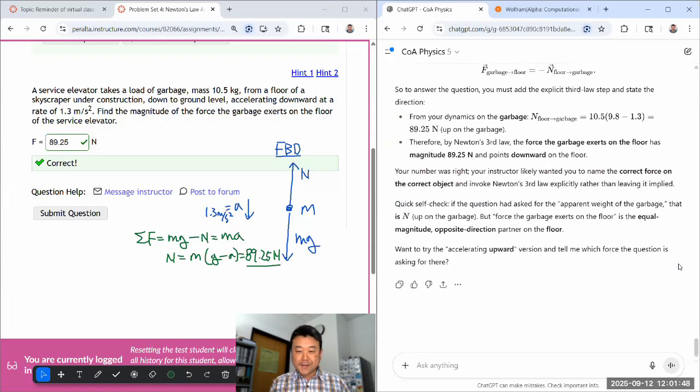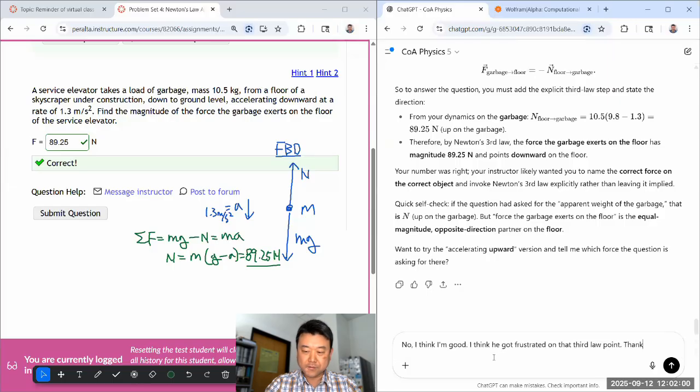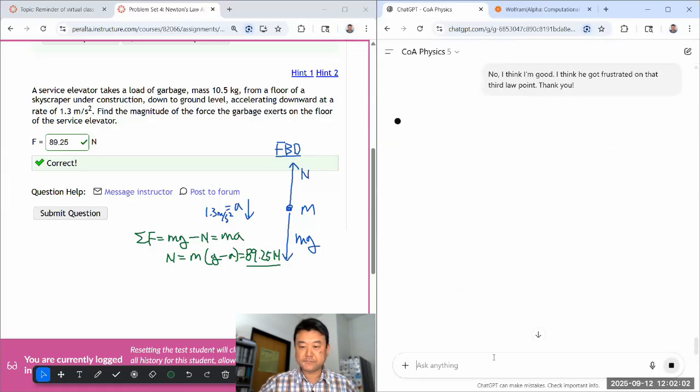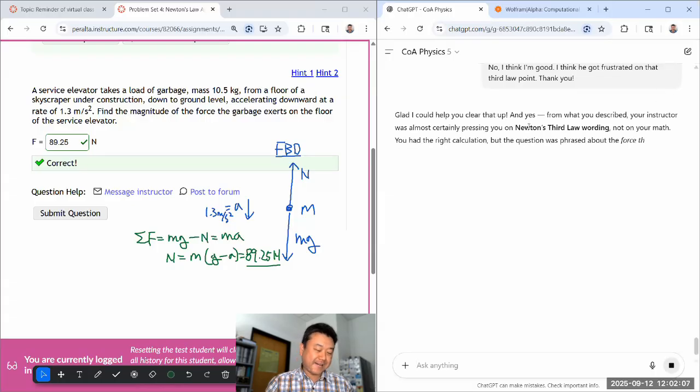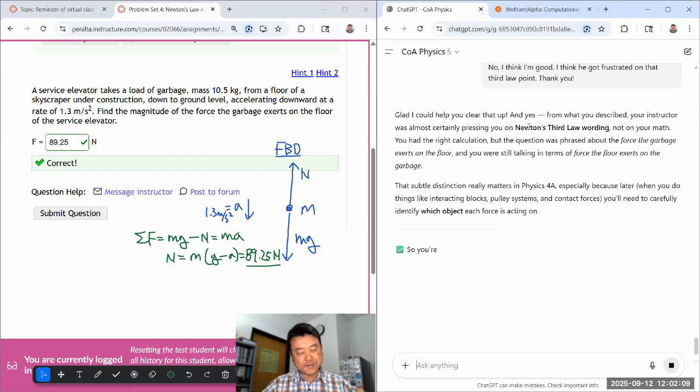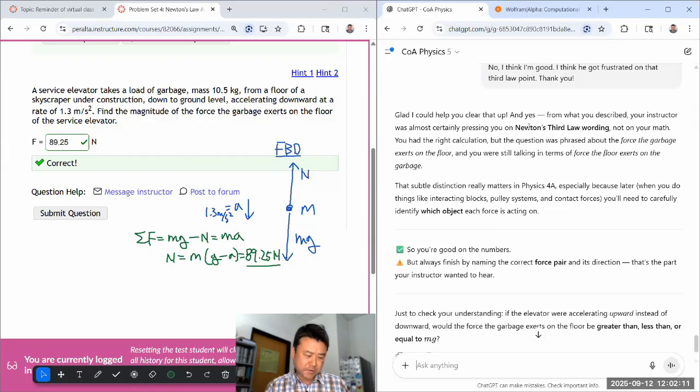All right, so I think that's all the time we have. No, I think I'm good. I think he got frustrated on the third law point. Thank you. And as I said last week, I think the third law is the most misunderstood, misused law of Newton's laws of motion.